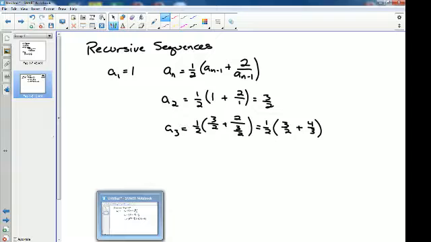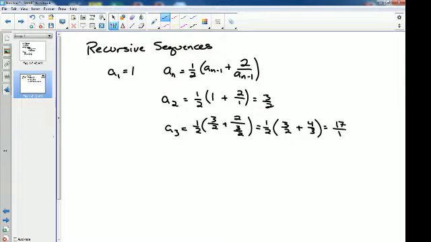Nine sixths and 8/6, 17 over 12. Right, so you keep it, right? So that's a recursive sequence. Okay. The real question that we need to answer is something called convergence and divergence.